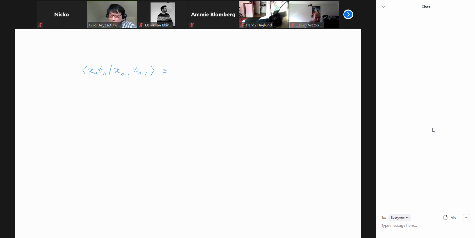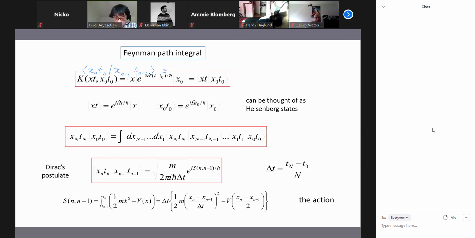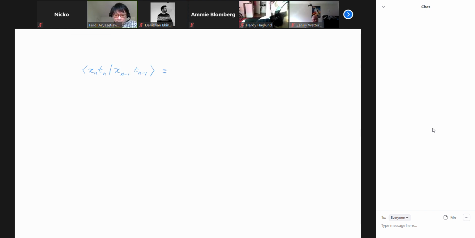So maybe I should show you the thing here. Okay. So we want to determine these matrix elements. So according to Dirac, this is a Dirac postulate. This is given by the following result. Let me make sure I get the right expression here.